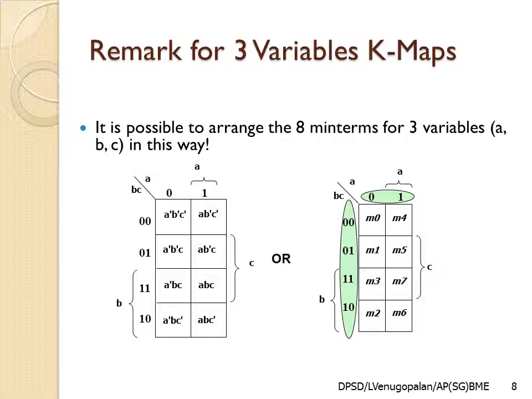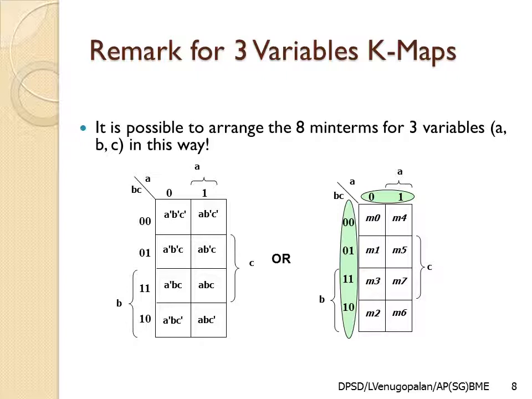Just keep A as the rows and B and C as the columns, or A as the column and B and C as the rows. This is a very plausible way of writing. Or you can just take C as the row and AB as your columns. However you write it, ultimately the simplification should obey all the laws of how to simplify a K-map. That's all that matters. It doesn't matter how you write it.